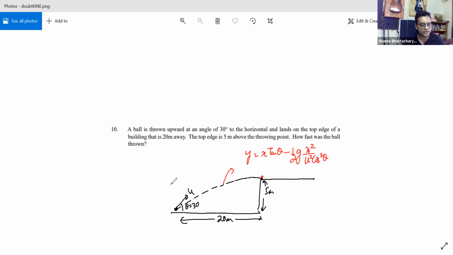Now this point's coordinates, if this is my y-axis and this is my x-axis, so this point's coordinates are what? They are 20, 5. Okay, so we should substitute here. So 5 should be equal to 20 tan theta, which is this, minus 5 into x square, that is 20 square divided by u square into cos square 30. So cos square 30 will become how much? 3/4. Correct. So from this you can solve for u.